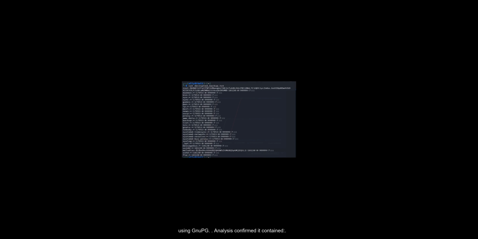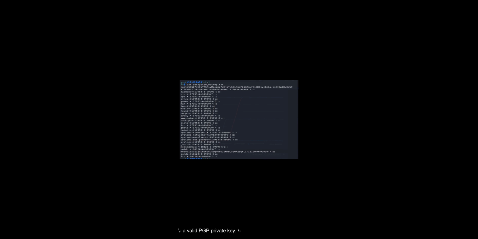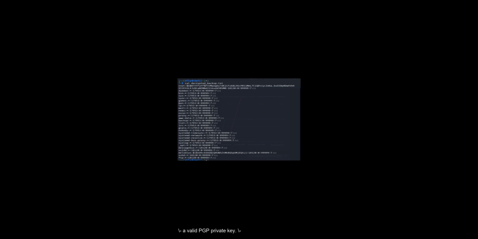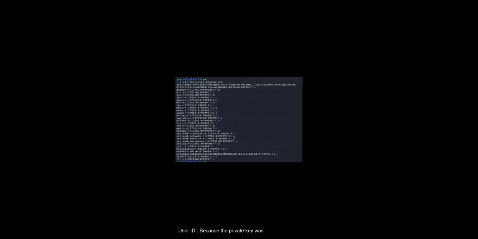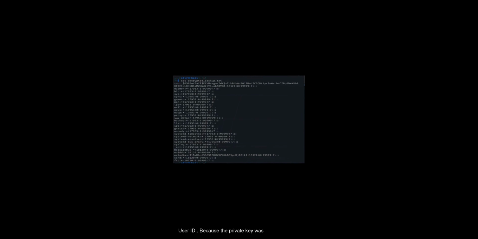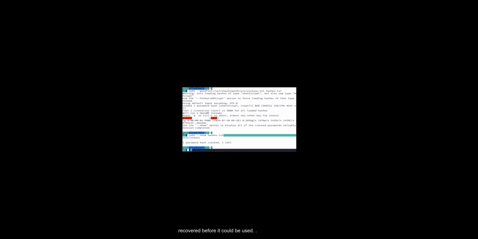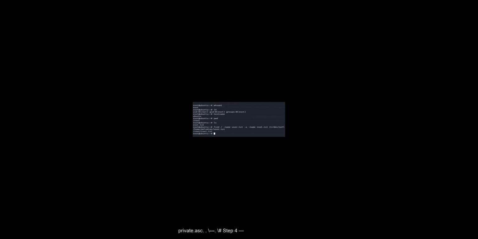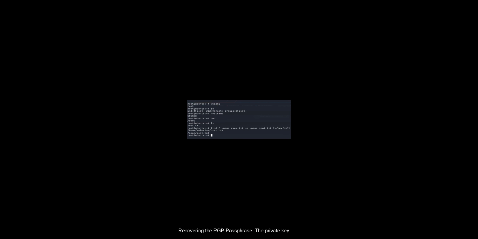Step 3: Inspecting the PGP private key. The recovered private.asc file was inspected using GnuPG. Analysis confirmed it contained a valid PGP private key. Because the private key was password protected, the passphrase had to be recovered before it could be used. Screenshot opportunity: output from gpg list-packets private.asc.